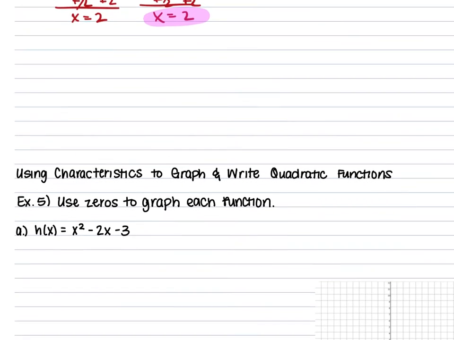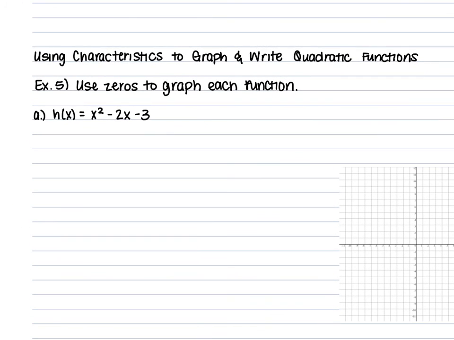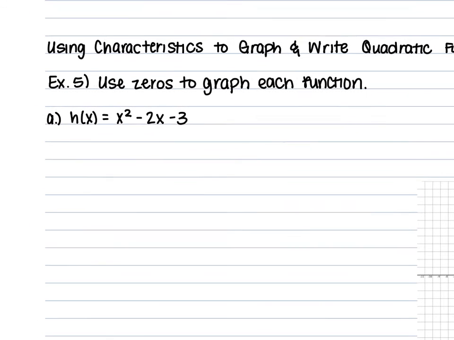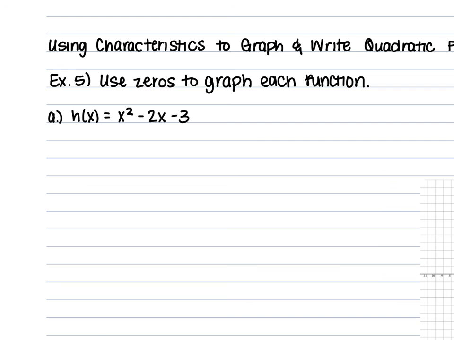For your next set of examples, we are just finding the zeros again. Okay, so for A, they give us h of x is equal to x squared minus 2x minus 3. So we want the factors of that negative 3 that add up to be negative 2. So it's going to be a 1 and a minus 3 that give us negative 2. So this factors out to be x plus 1 times x minus 3 is equal to 0.